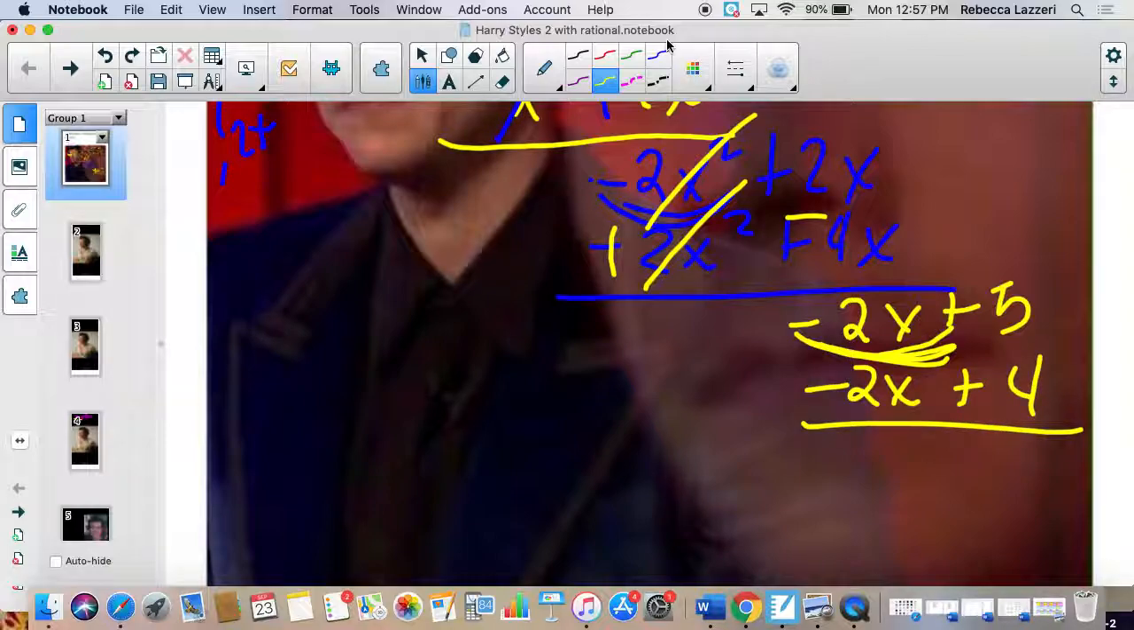And then I'm going to change my signs. This cancels, and I have a remainder of 1. Wait, so you always change the sign? You're always subtracting. Yeah. So what happens when you subtract a positive? Well, what happens if you subtract a negative?